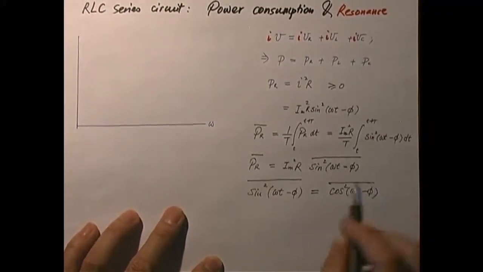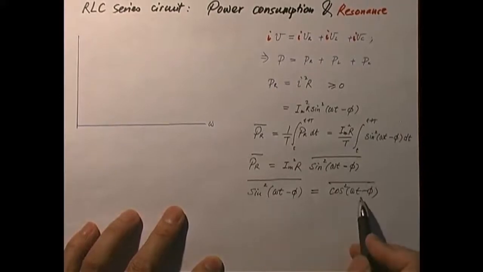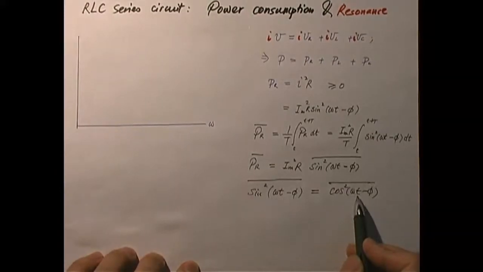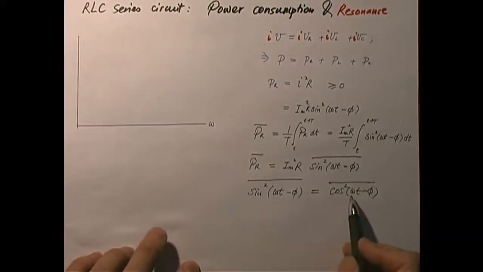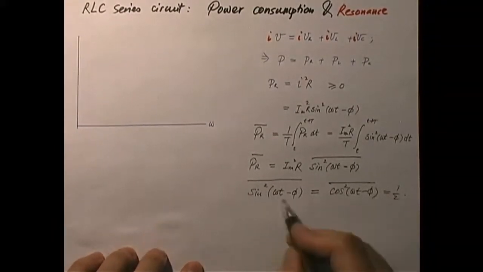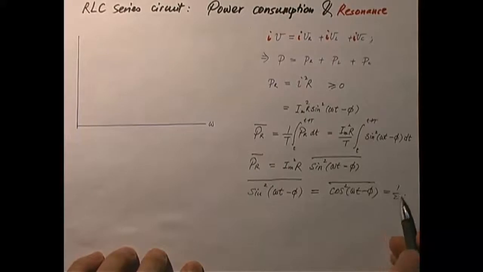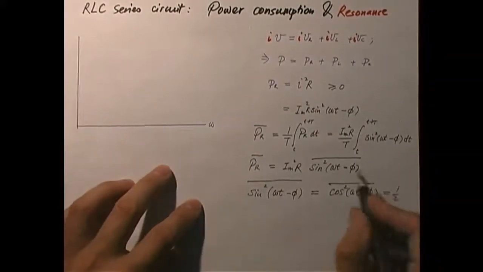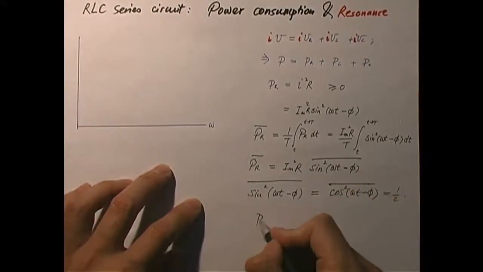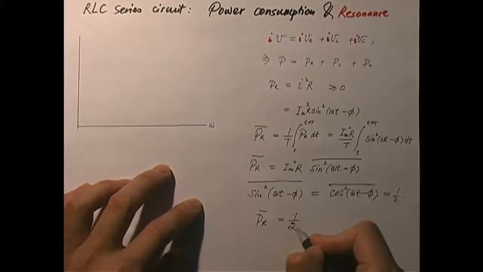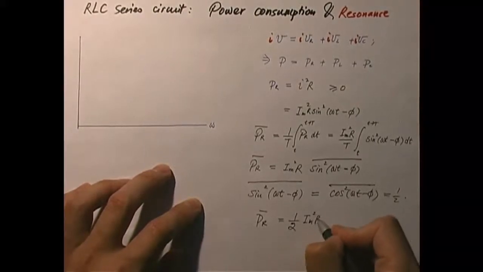But wait a second, what if you add sine squared and cosine squared together? What do you get? You get 1, right? And yet they're equal to each other in time average. So what is the time average of each of them? No choice, 1/2. See that? They add up to 1, and they're equal to each other at the same time. Therefore I found that this time average is equal to 1/2, and I get PR average simply equals 1/2 I maximum squared R.